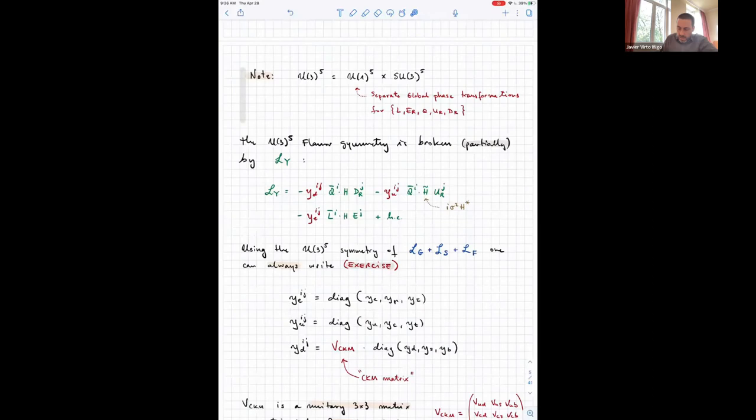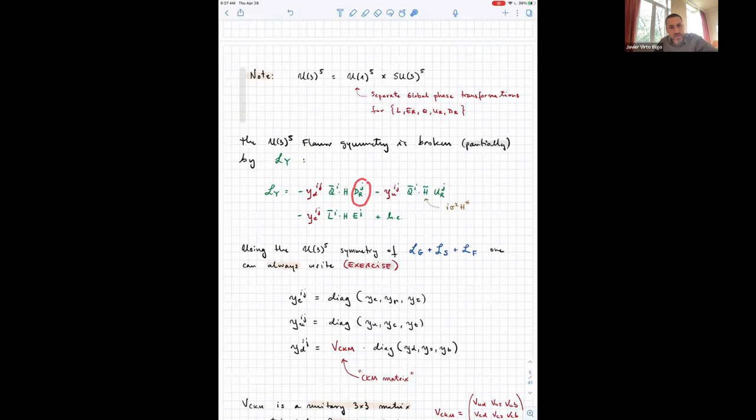LY breaks the symmetry partially, okay? This is the form of LY. These are the interactions between the left-handed fermions and the right-handed fermions via a Higgs field. Here, this is an SU2 doublet, and you are canceling the SU2 charge with the Higgs doublet. And whatever remains, which is the hypercharge, you cancel with the SU2 singlet, which is the right-handed one.